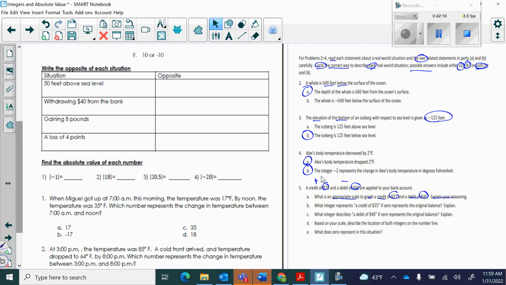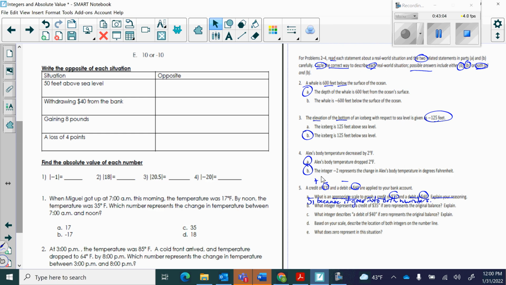So if I'm going to be putting these on a number line, what scale should I use? Why 5? Good. Do I want to do ones, guys, if I'm doing positive 35 to negative 40? No. Okay, so 5, because it goes into both numbers. So that would be our explanation for the reasoning. So we want to use 5 as our scale because it goes into both numbers evenly.